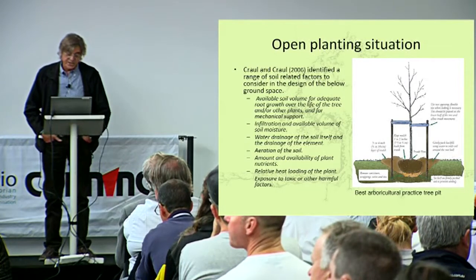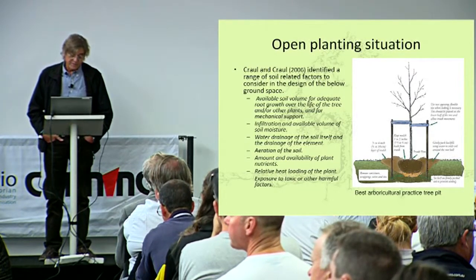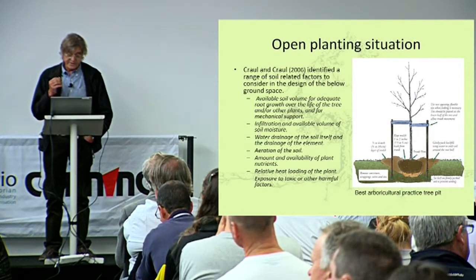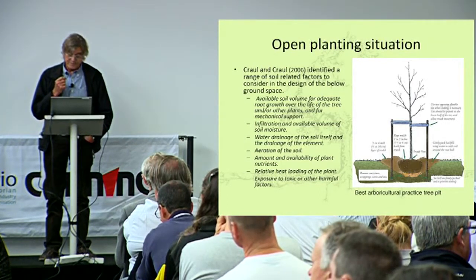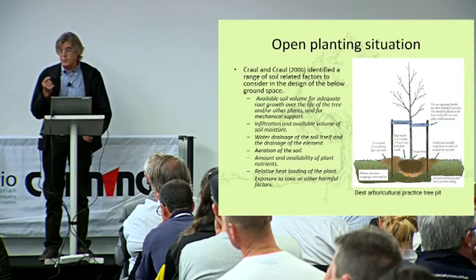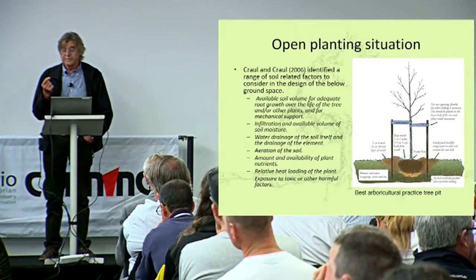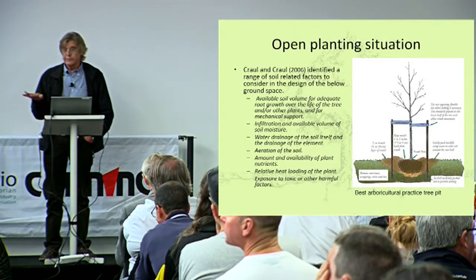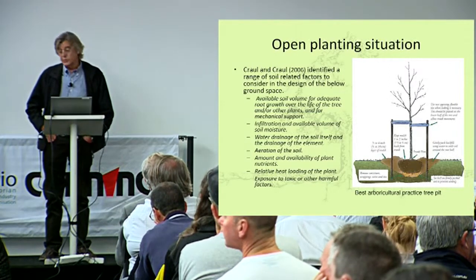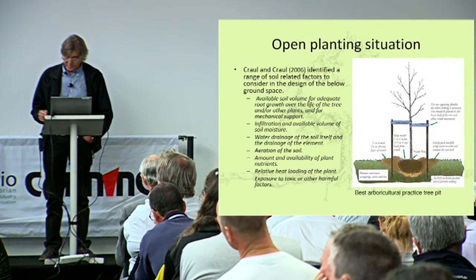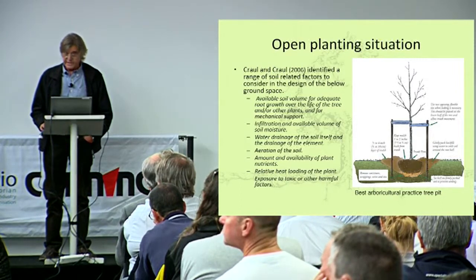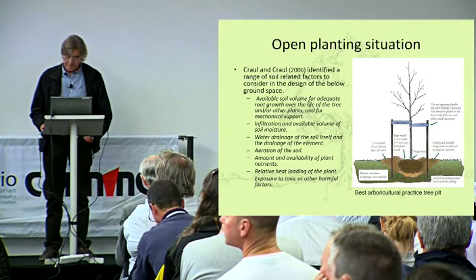So you have the open planting situation. Crawl and Crawl and others have identified the various requirements you need to plant a tree and allow it to survive. In the open planting situation, you have a sort of best arboricultural practice tree pit, which you're all probably familiar with. A wok-shaped hole, a firm base, so you don't get any root collar rot. A watering basin around the tree and mulching, and staking as optional, mainly as a de facto tree guard rather than actually providing support for the tree.